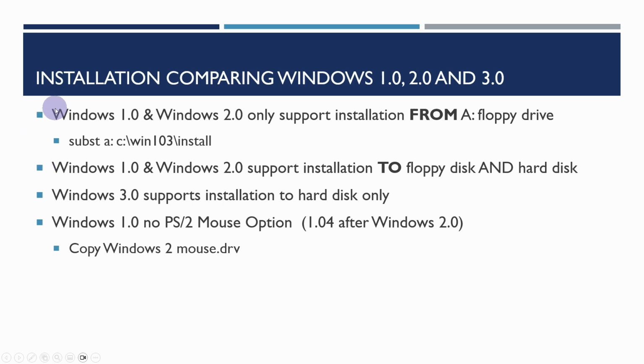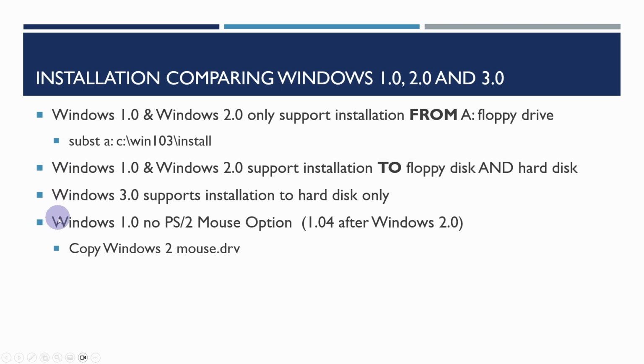So to start with, the key thing really is that Windows 1 and Windows 2 only support installation from the A floppy drive. And one of the tricks we used in the earlier videos was to use the DOS SUBST command, and with that we can make the A drive appear to be an installation folder. So we actually had the installation files in the Win103 install folder and then accessed them through the A drive. Now Windows 1.0 and 2.0 support installation to floppy disk and hard drive. So you could actually run early versions of Windows off a floppy disk if you only had, say, twin floppy drives in your PC. But realistically, running off the hard disk is the only sensible option these days. And Windows 3.0 supports installation to hard disk only.